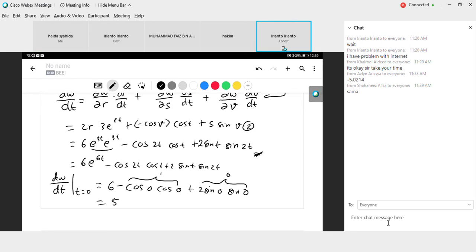So 6 minus 1, 5. This is the final answer, the correct one. If you forget this, maybe you will lose 2 marks just for not substituting the value of t. So don't forget.